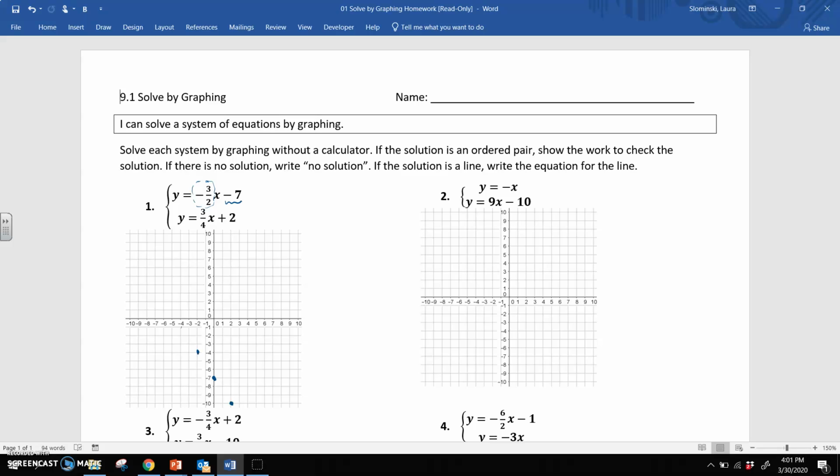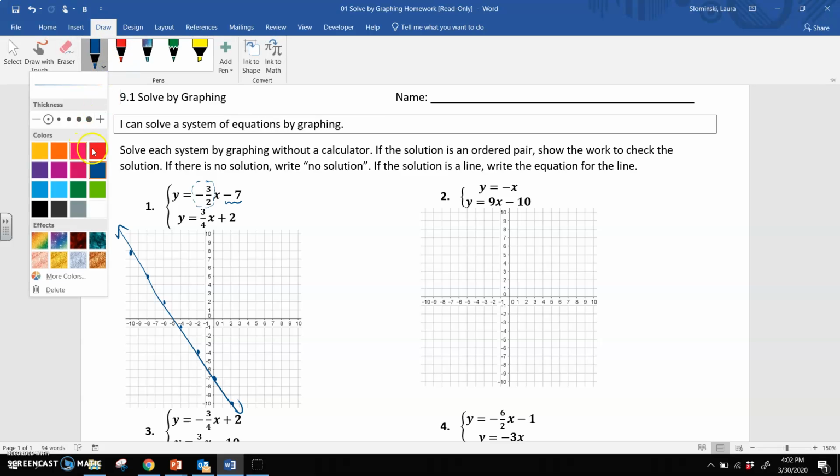1, 2, 3, 1, 2. I do like to keep plotting points in the grid so that I have all of them. So this is my first line. I'll graph that in blue, and then I'll switch colors and I will graph my other line in green.